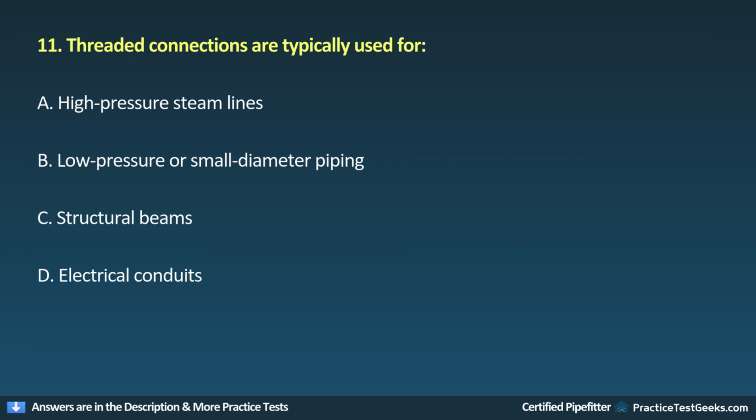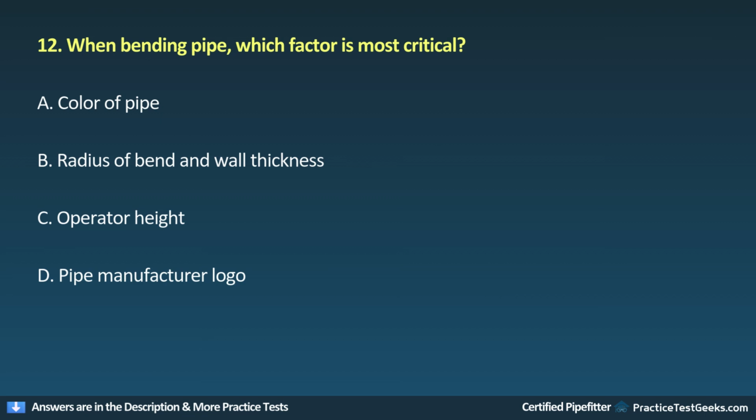11. Threaded connections are typically used for A. High-pressure steam lines. B. Low-pressure or small-diameter piping. C. Structural beams. D. Electrical conduits. 12. When bending pipe, which factor is most critical? A. Color of pipe. B. Radius of bend and wall thickness. C. Operator height. D. Pipe manufacturer logo.